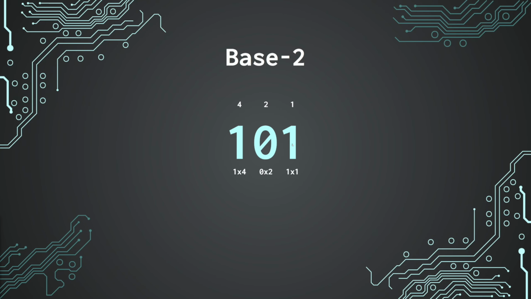Using 3 numbers then, let's try 1, 0, 1. What number do we have here? The rightmost number is still 1. The second number is in the 2's place, which is 0. So it's still 0. The leftmost number here is 1 in the 4's place, so this is actually a 4. So 4 plus 0 plus 1 is 5. So 1, 0, 1 binary is the number 5.